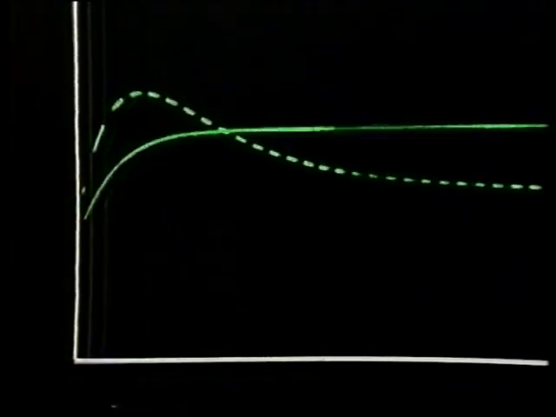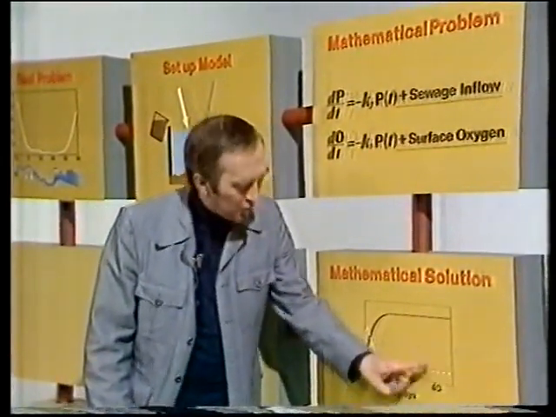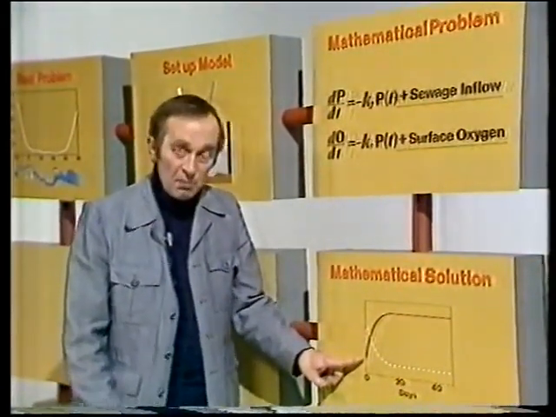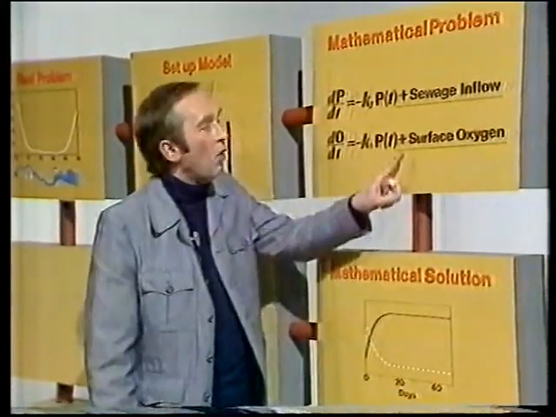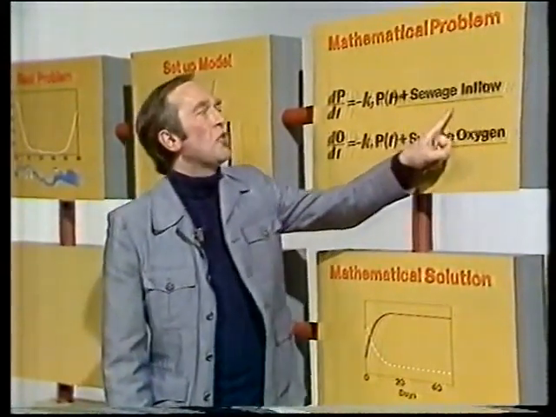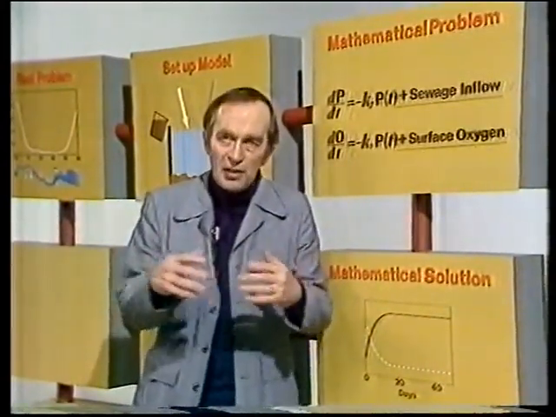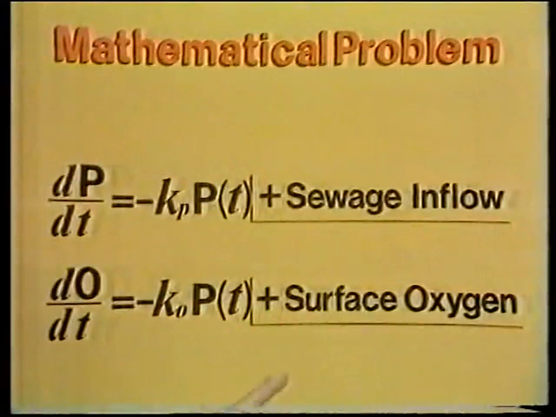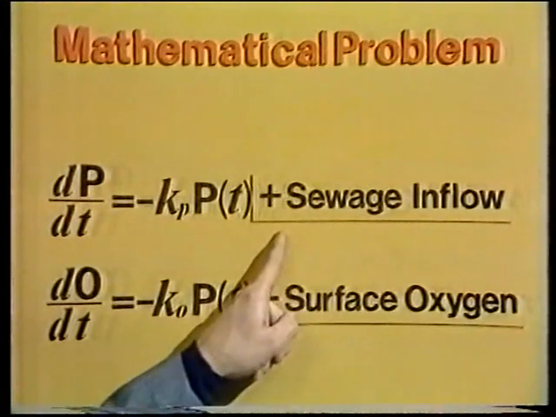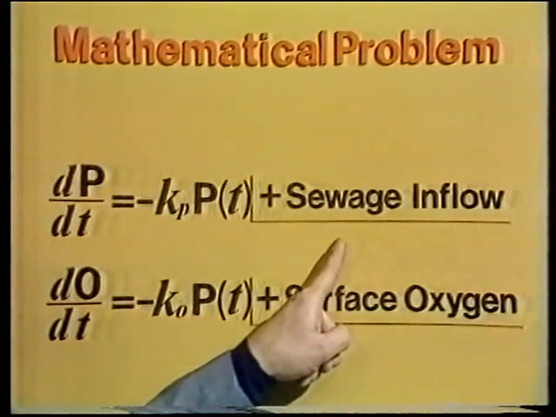And that's interesting. It means that the steady state values that we're arriving at here are not dependent on these initial conditions, but must be dependent on, well, the rate at which oxygen is being absorbed at the surface, the rate at which the sewage is flowing in, and the rate at which these two are interacting. Now, since we can't do anything about the input of oxygen at the surface, perhaps we should look at the way in which conditions change when we change the rate of sewage inflow.